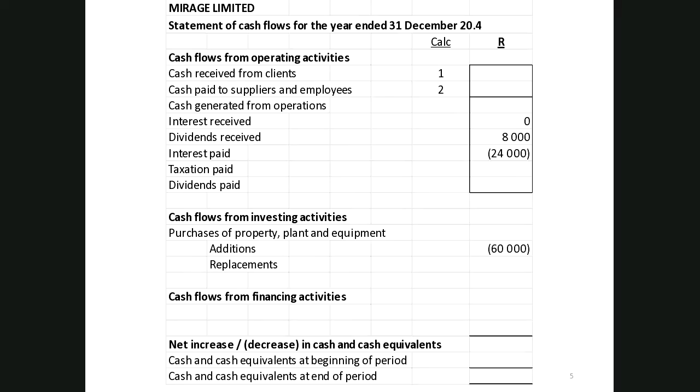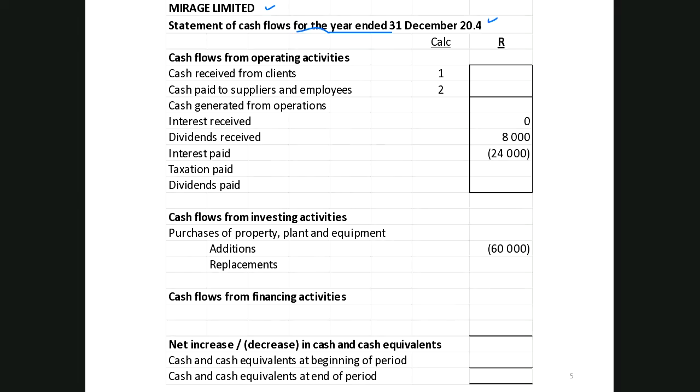We always give marks for the format. And they're easy marks, you need to memorize the format. So you put your name of the company and then you write statement of cash flows, and you must write for the year ended. It's not as at, because it's cash flows for the whole year and you put the year end date.